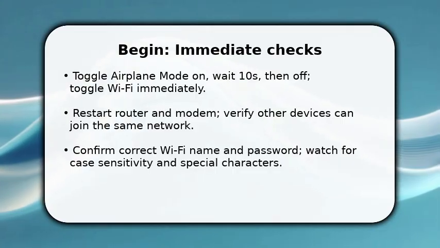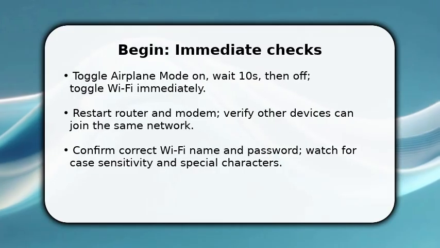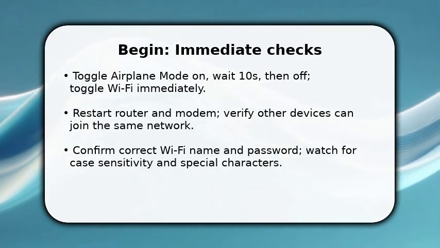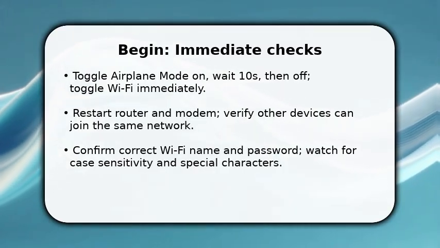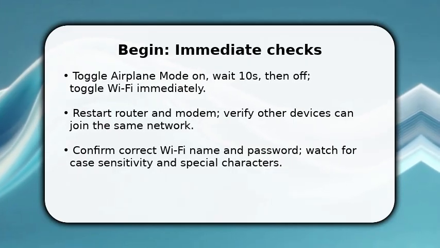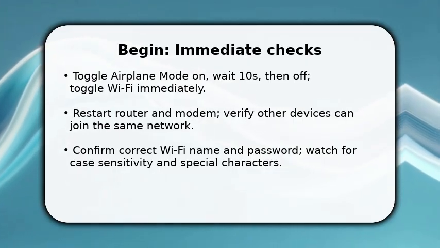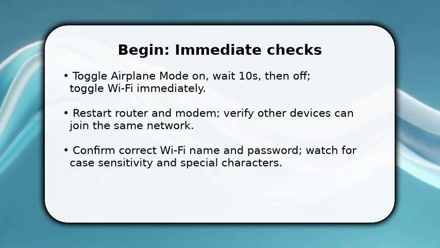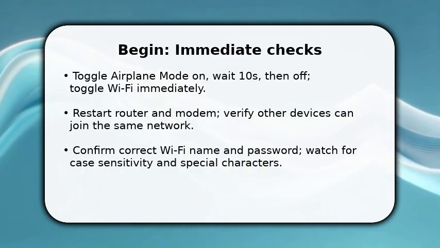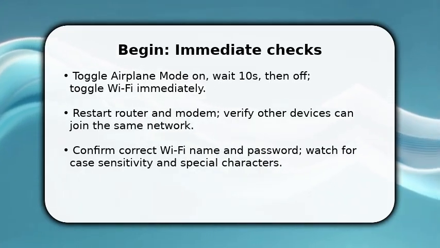You start by eliminating the simplest connectivity blockers. First, toggle airplane mode for 10 seconds, then turn Wi-Fi back on so the phone rescans networks. Next, restart your router and modem to clear transient network issues. Make sure another device can join the same network to isolate the iPhone.